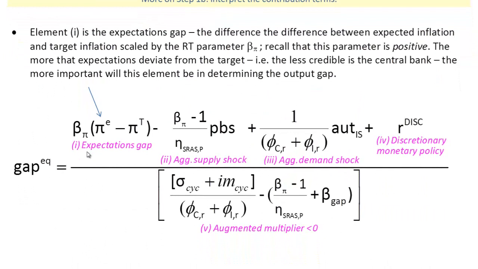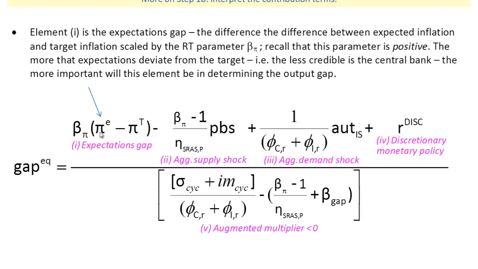So now we can go element by element here in the numerator, and we can ask, what do each of these terms mean? Now, first of all, we have the expectations gap. What is the expectations gap? It's the difference between the expected rate of inflation and the central bank's target, where they say they're going. Now, if the central bank has full credibility, this is equal to 0. Okay, there's no expectations gap.